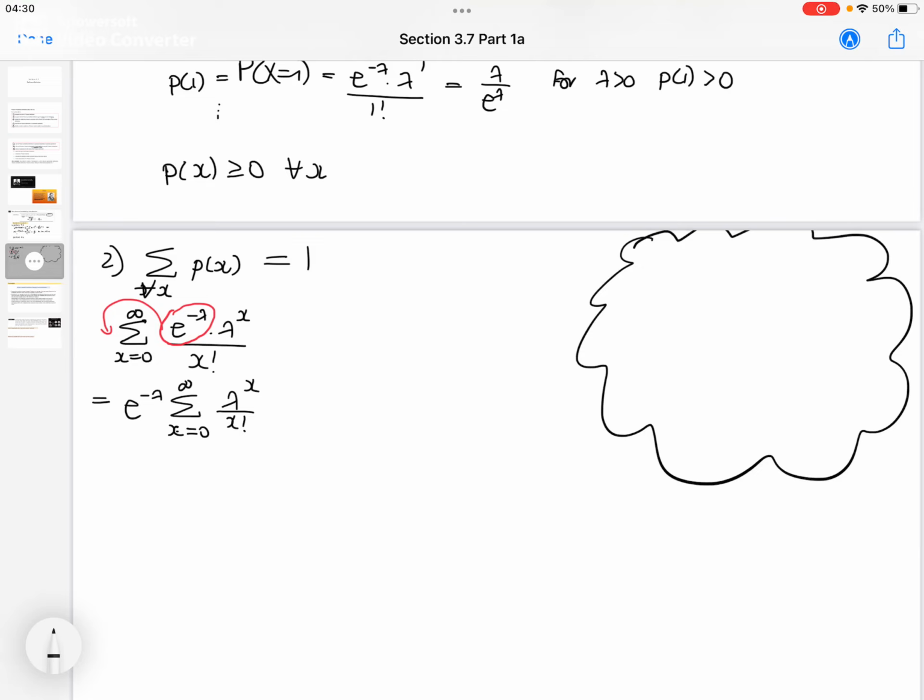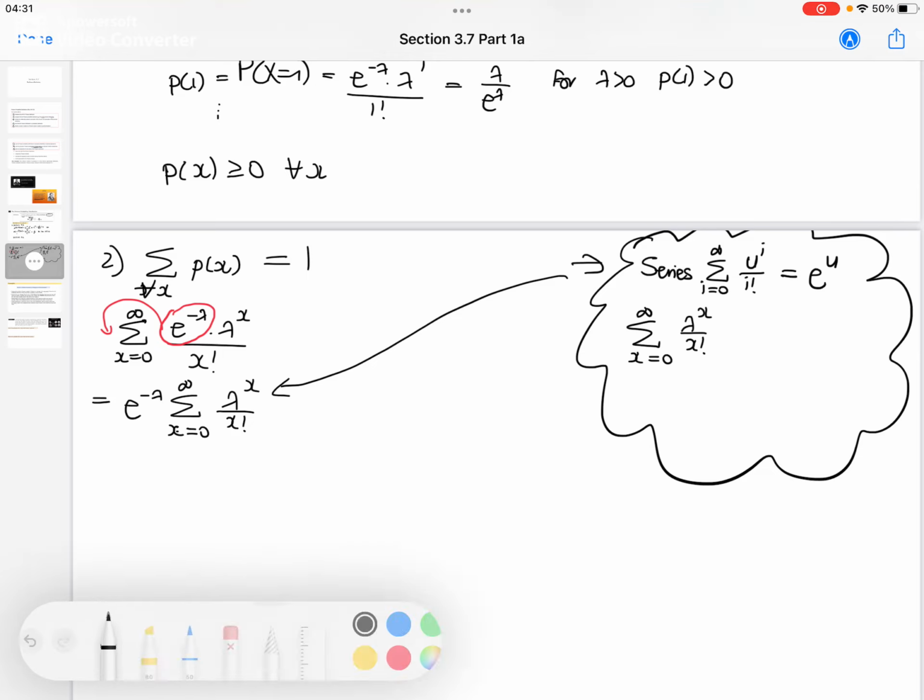Alright, so in mathematics we have a result that says the series, the sum of I when I goes from 0 to infinity of u to the power I divided by I factorial, this series here is equal to e to the power u. Alright, so what do we have here that we can use to simplify the summation? We have the sum of x equal to 0 to infinity of lambda to the power x divided by x factorial.